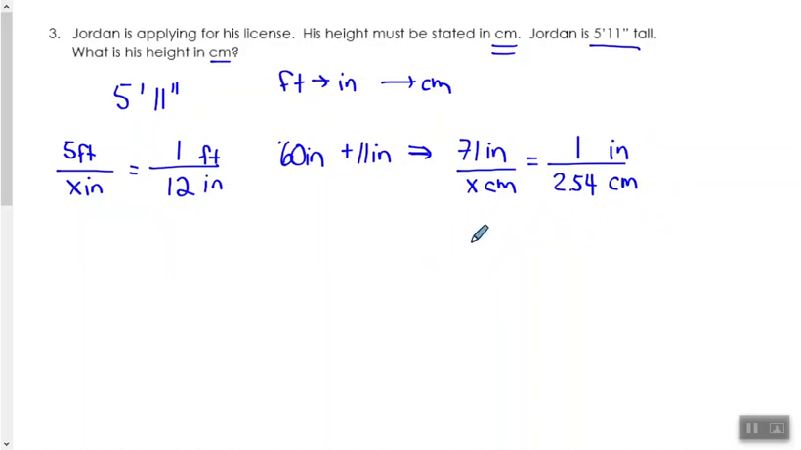Okay, so calculating that, and we get 180.34 centimeters. Now you won't say to the person at SGI, I am 180.34 centimeters tall. You will just say 180 centimeters.